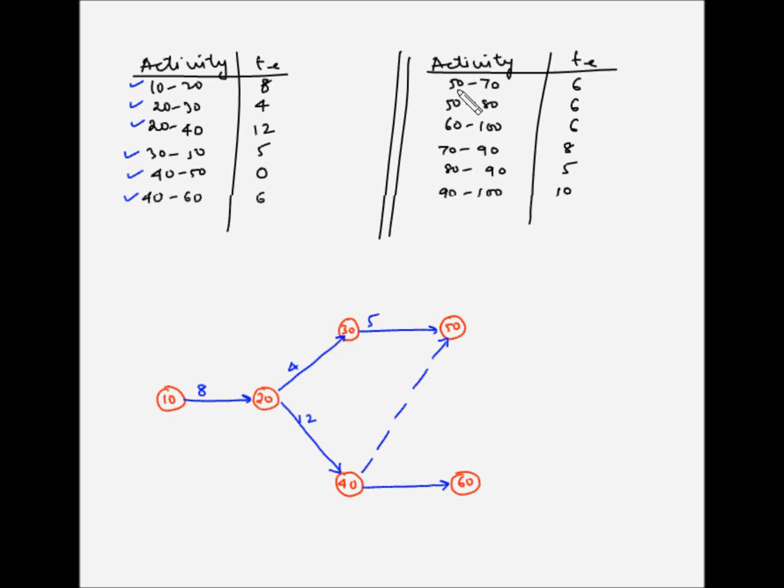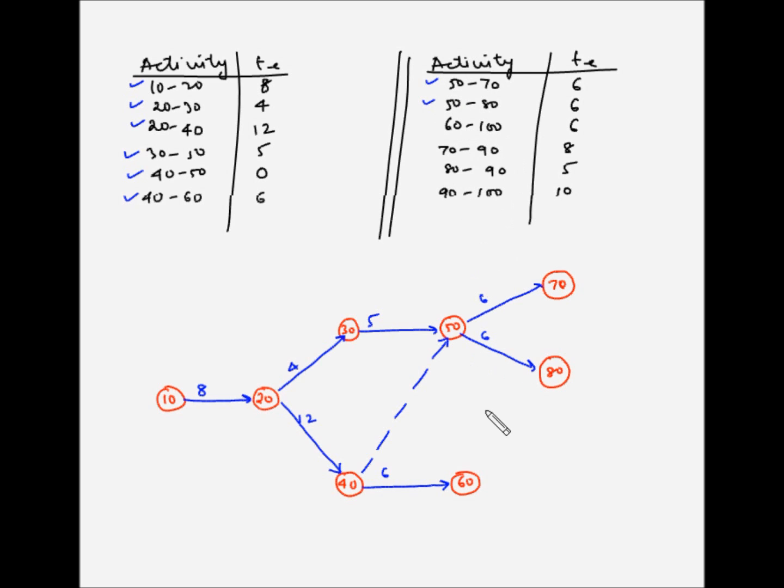Now next is 50 to 70 and 50 to 80. So 50 goes into 70 and 80. Let's draw this. So this is 70, and this is 80. These are the activities between these two events. So 40 to 60 takes 6 days, 50 to 70 is again 6, and 50 to 80 is also 6. So we have completed 50 to 70 and 50 to 80.